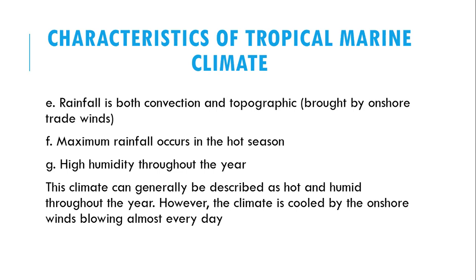The rainfall is both convectional and tropical, brought by the onshore trade winds. The maximum rainfall occurs in the hot season, and high humidity is experienced throughout the year. Now, this climate can generally be described as hot and humid throughout the year. However, the climate is cooled by the onshore winds that blow almost every day.